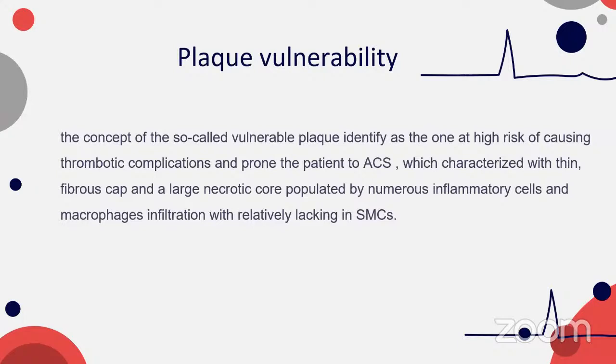About plaque vulnerability, there is a concept called vulnerable plaque. It is identified as one at high risk of causing thrombotic complications and making the patient prone to acute coronary syndrome. It is characterized by a thin fibrous cap and a large necrotic core populated by numerous inflammatory cells and macrophage infiltration, with a relative lack of smooth muscle cells.